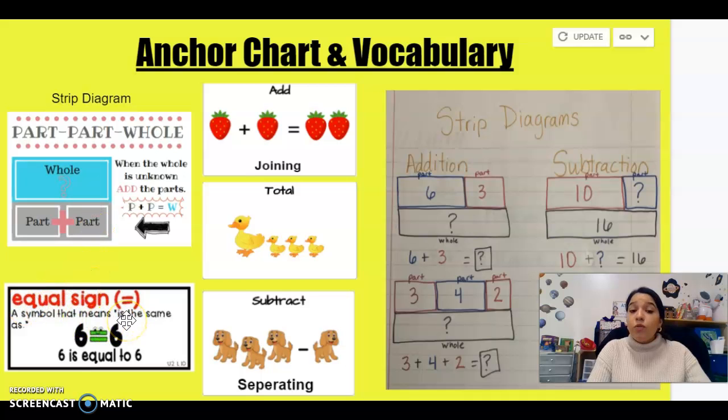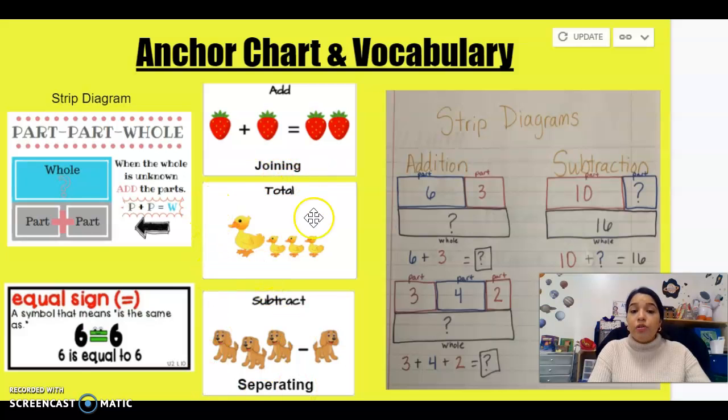Next we have equal sign. This is what our equal sign looks like right over here. It is a symbol that means is the same as. So 6 is equal to 6. 6 equals 6. They are the same number and they have the same value. We have adding, which is the same as joining, is when we combine numbers, when we combine objects.